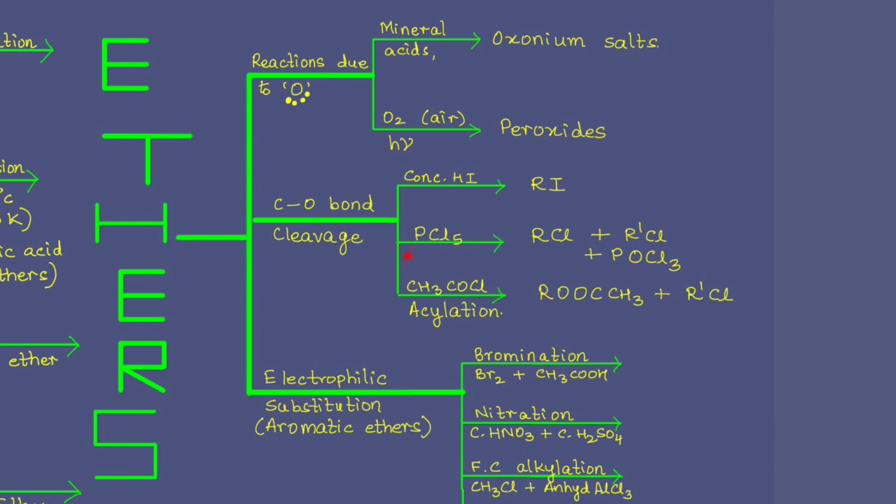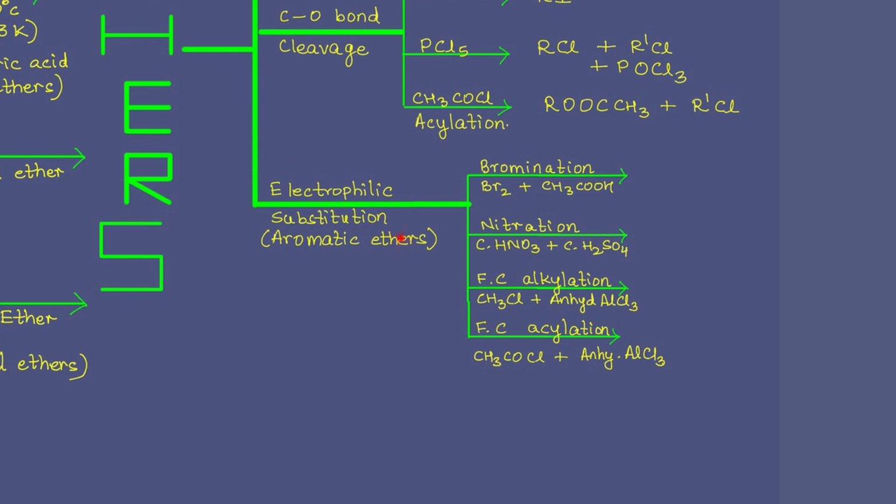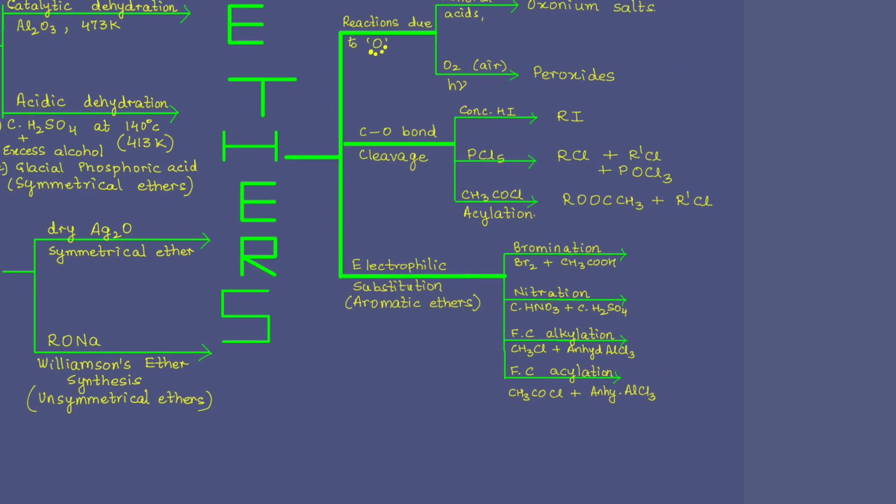Yes, otherwise also ethers are not so reactive chemically. They're quite similar to alkanes. So reactions involving the breaking of the C–O bond, we have got 3 of them to be covered, with concentrated HI, with PCl5, and the acylation reaction in the presence of acetyl chloride. The third category of reactions, that is the electrophilic substitution reactions, are very specific to aromatic ethers, but we shall be covering them under this flowchart only because, as I said, not many properties are there.